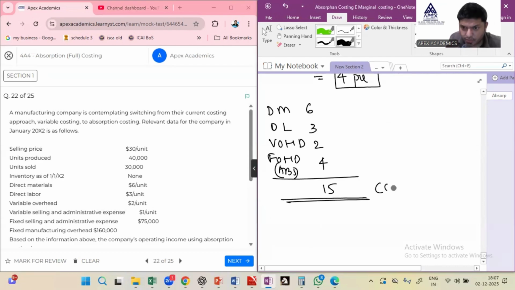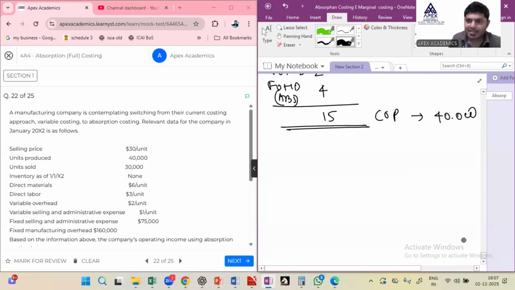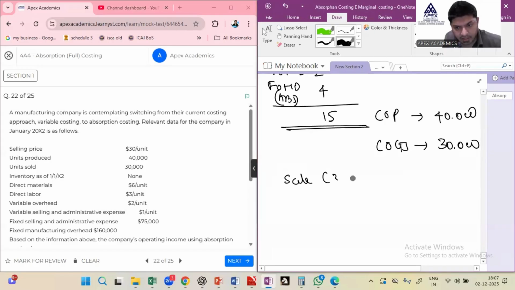Now please try to understand. This is my cost of production for 40,000 units. Now please focus: this will be my cost of goods sold for how many units? Obviously for 30,000 units. Why? Because units sold are 30,000. My sale is for 30,000 units and my selling price per unit is given to be 30 per unit.